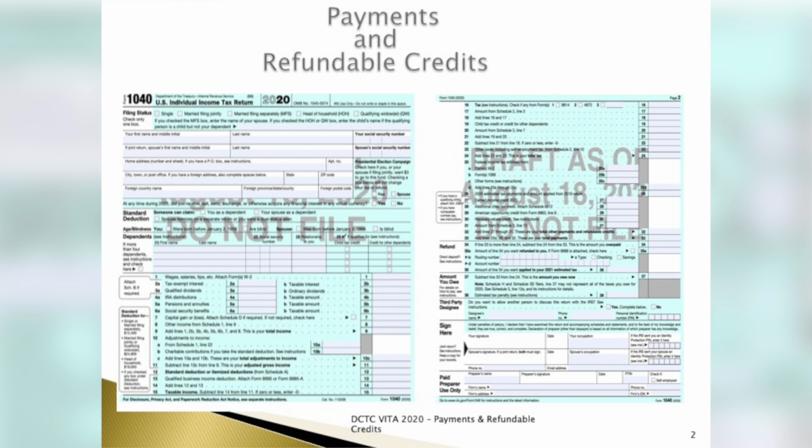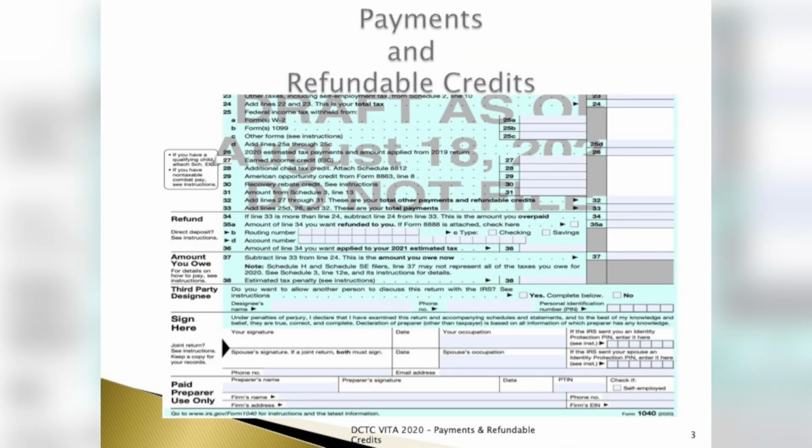So we've come a long way and we're almost there. Page 1 of Form 1040 and page 2 are reflected in the slides. We ended the last segment with the total tax line. That is line 24 on page 2 of the 1040. This slide begins with line 24, total tax.